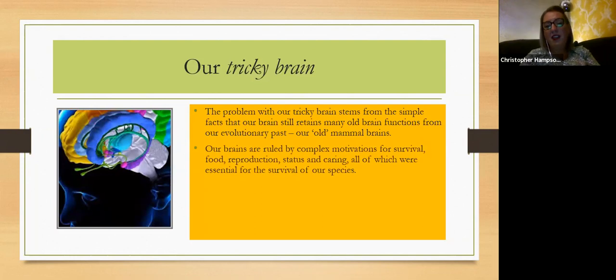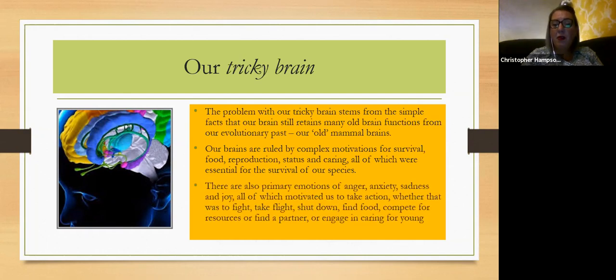The problem with our tricky brain stems from the simple fact that our brain still retains many old functions from the evolutionary past, our old mammal brains. Our brains are ruled by complex motivations for survival, food, reproduction, status, and caring, all of which were essential for the survival of our species. There are also primary emotions of anger, anxiety, sadness, and joy, all of which motivated us to take action, whether that was to fight, take flight, shut down, find food, compete for resources, find a partner, or engage in caring for the young.